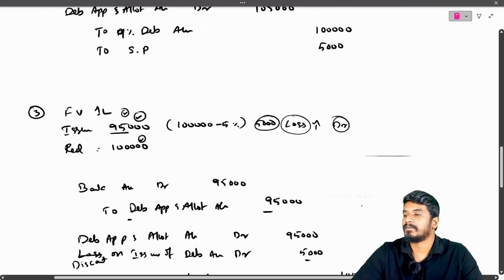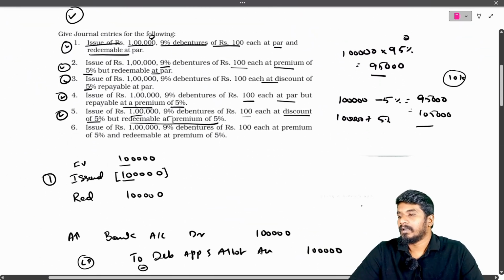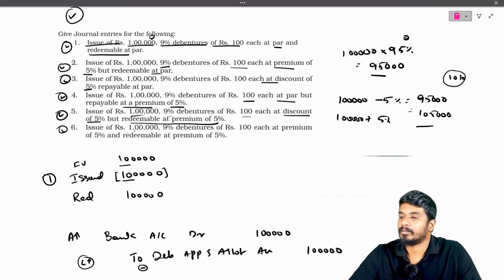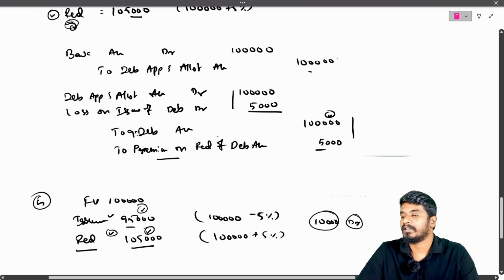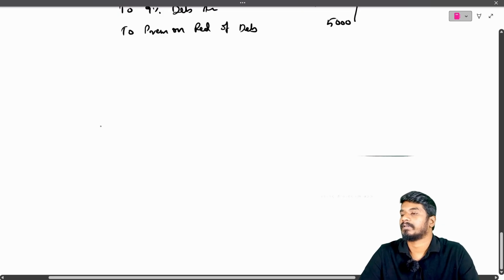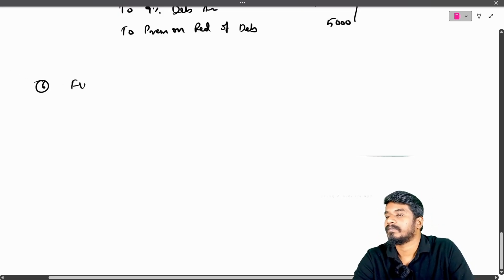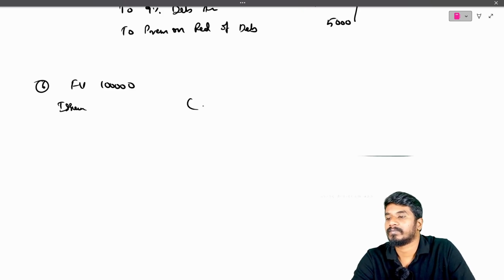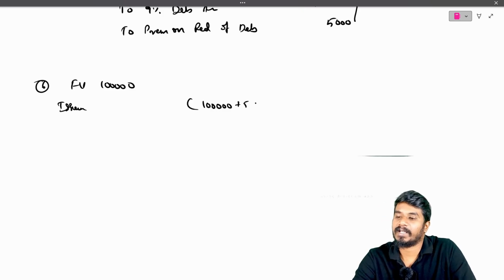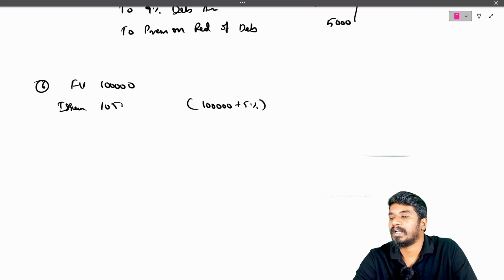Let us move to the sixth one. I think premium. So issue of rupees 1 lakh 9% debentures of rupees 100 each at a premium of 5% and redeemable at premium of 5%. So we are getting income and also loss. Let me explain to you. Face value was 1 lakh, right? They have issued at premium, that is 1 lakh plus 5%, correct? So that is 1 lakh 5,000.